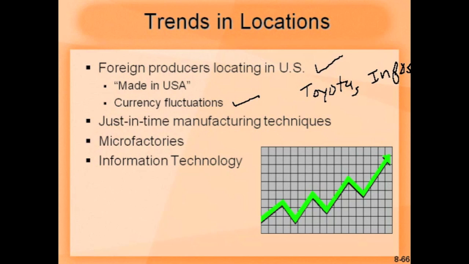Just-in-time manufacturing is another trend. That has an impact on location decisions because of the just-in-time concept. A supplier wants to be near the bigger manufacturer to whom they are supplying, so that they can reduce their costs and also reduce time transporting those materials.